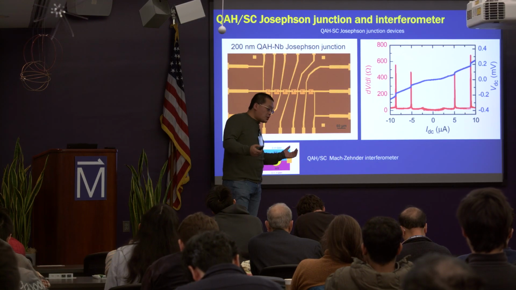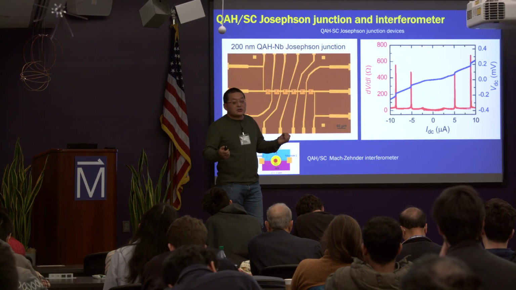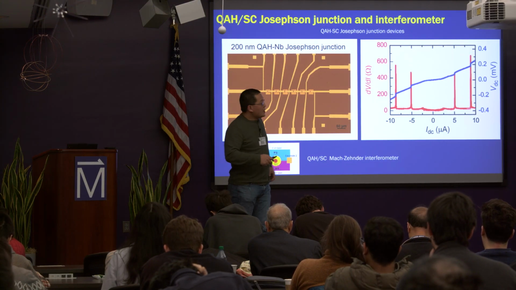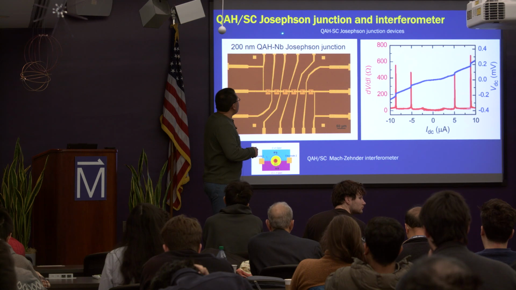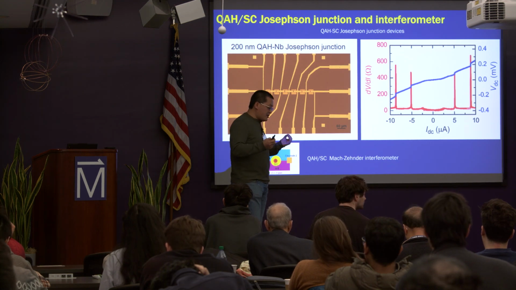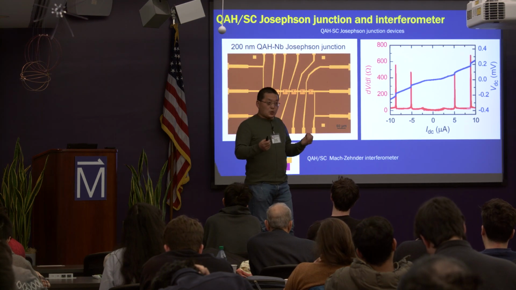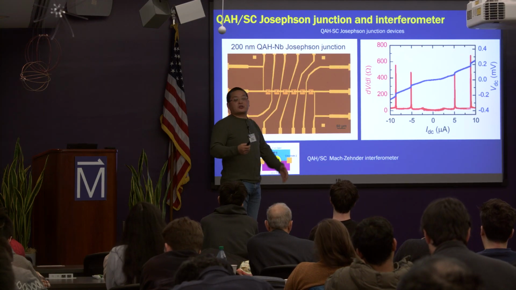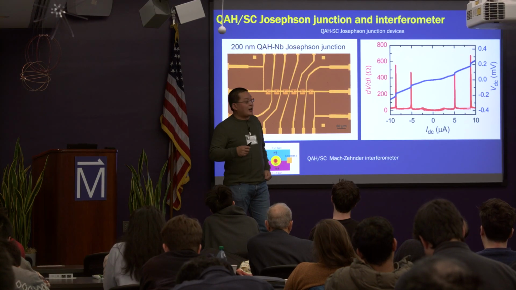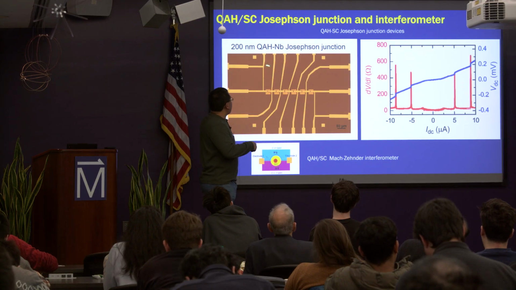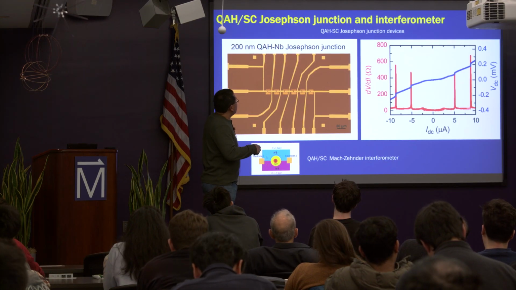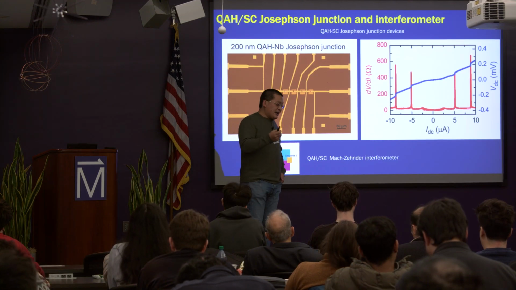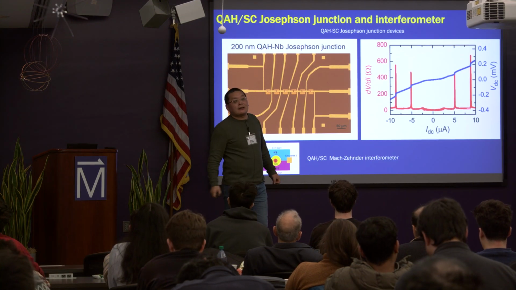But if we want to apply this Majorana physics to real applications, we need to fabricate a device. What I want to say is, if we want to detect the Majorana physics in quantum anomalous Hall and superconductor heterostructures, we need to fabricate a Josephson junction device or an interferometer device. So here we fabricated quantum anomalous Hall and superconductor nanobeam Josephson junctions. We see the Josephson effect, and we are still doing this experiment.